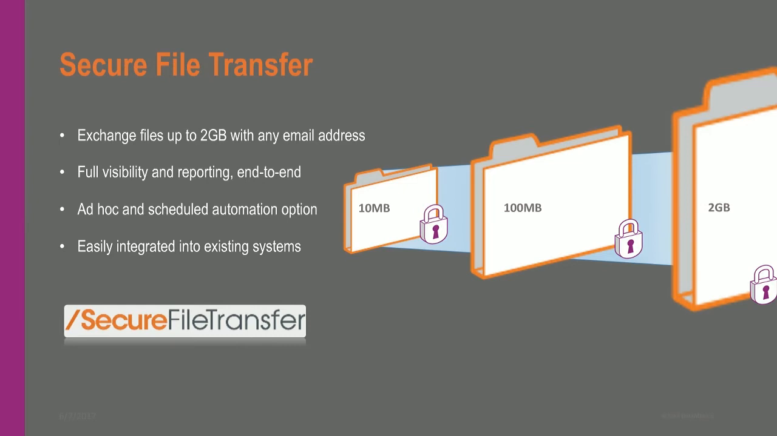Another unique benefit you get with Secure Mail is our secure file transfer feature. With every Secure Mail account, users can also exchange files all the way up to 2 gigabytes securely and with just about anyone. And users and admins have complete tracking, visibility, and reporting on those file exchanges. And this feature actually can also be fully automated and integrated into existing systems and workflows.